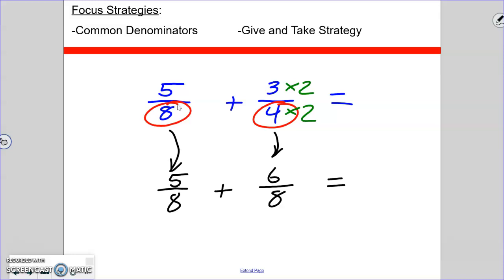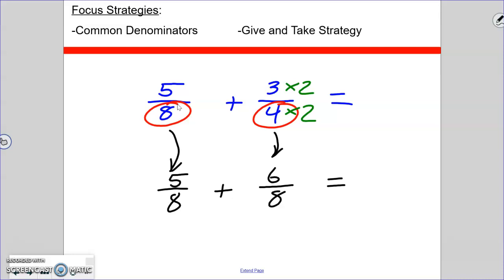So now that all of the parts are eighths, we can add these together. But this time I want to do something a little bit different. Because I can see right now that if I add 5/8 and 6/8 together, they're going to end up being more than one whole, because I know that 8/8 is equal to one whole. So instead of adding them together and then renaming whatever my improper fraction is as a mixed number, I'm going to use a give and take strategy to do that right now.